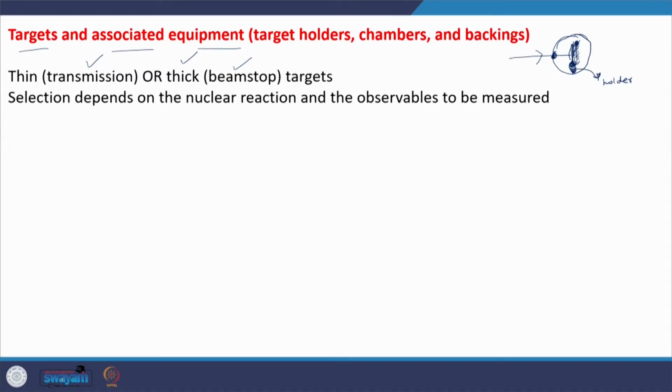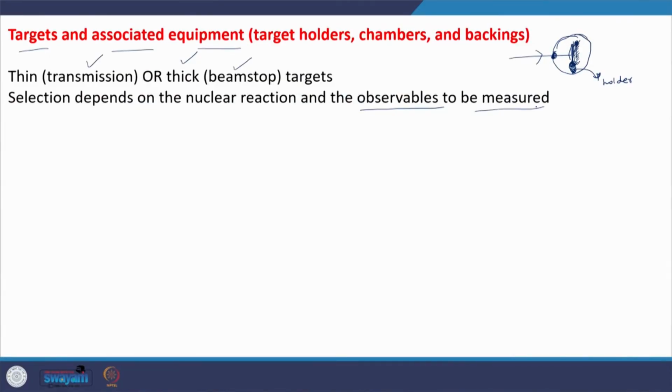Which one has to be selected? As I said, of course, it depends on the type of nuclear reactions that we are considering. Not only that, it also depends on the observables to be measured. What do I mean by the observables to be measured?